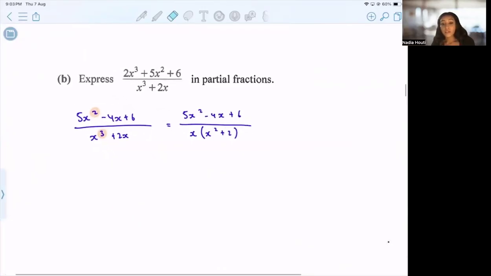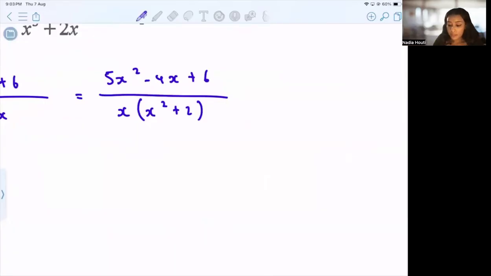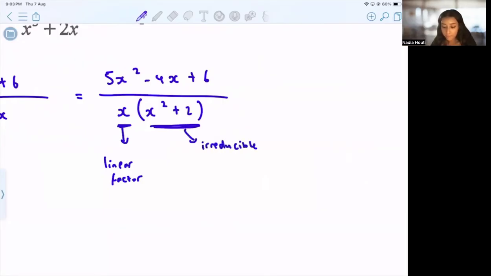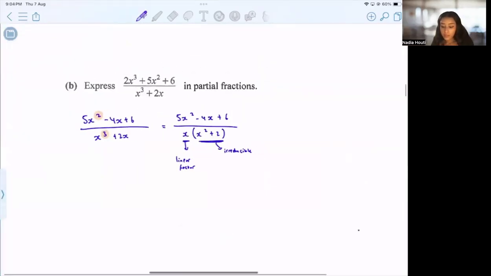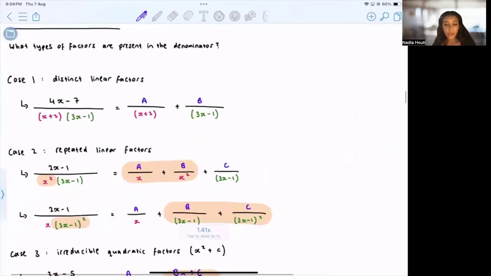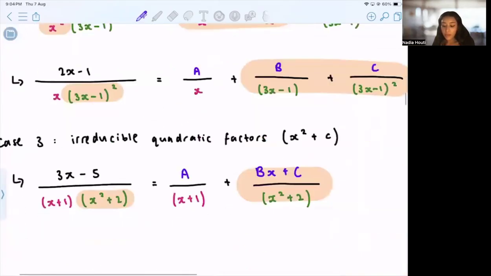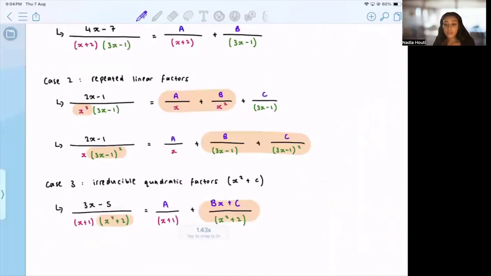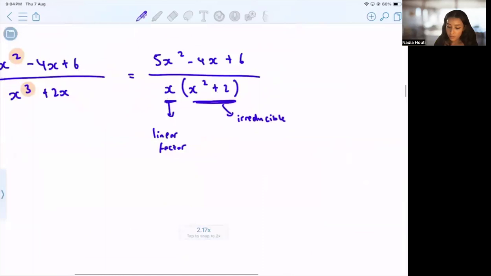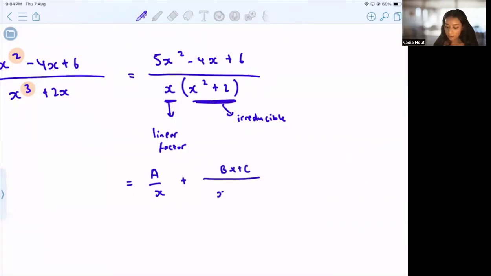Let's analyze what kind of factors we have here. There are two factors. This is a linear factor. It's not repeated, so we only have to come up with one fraction from this factor. This part is irreducible. Let's recap. For the linear factor, it's just a over that factor. It's very easy. For the irreducible one, we write bx plus c over the irreducible factor. Now let's apply that to the question. So that will be equal to a over x plus bx plus c over x squared plus 2.